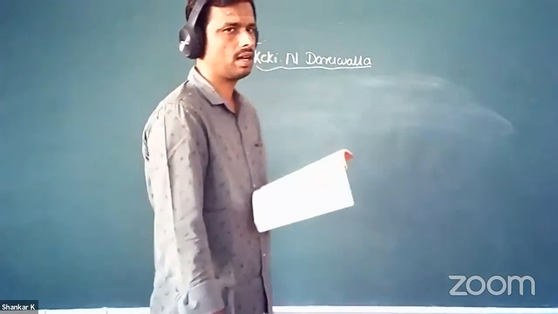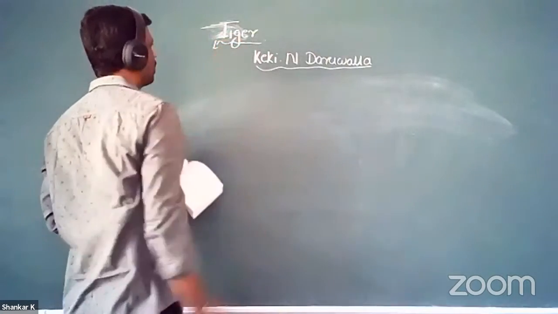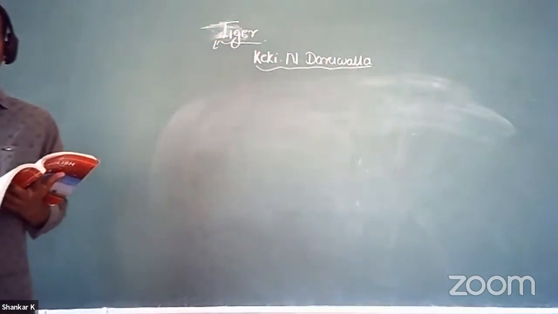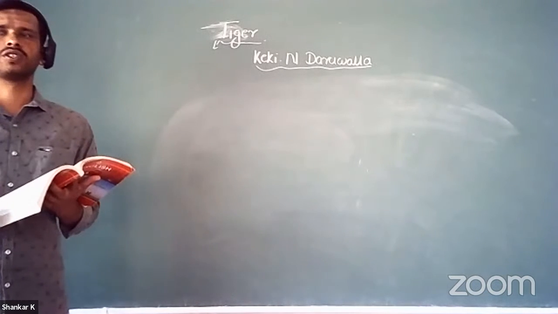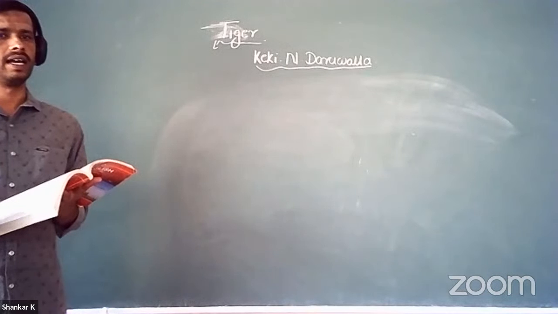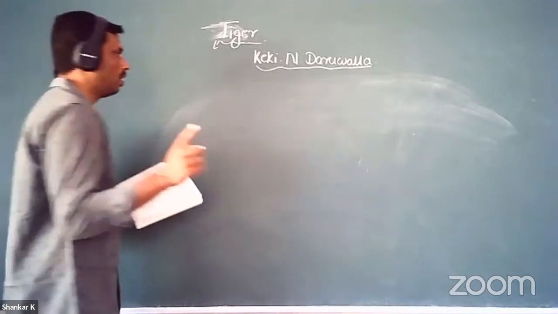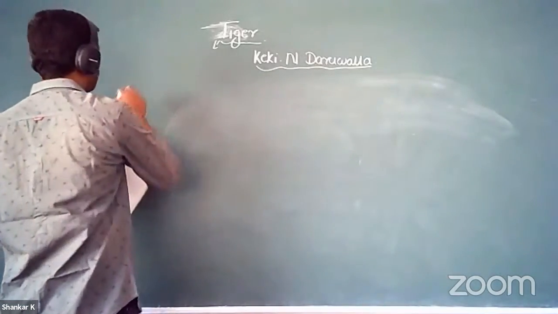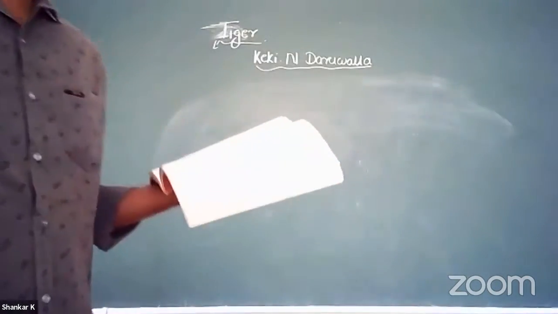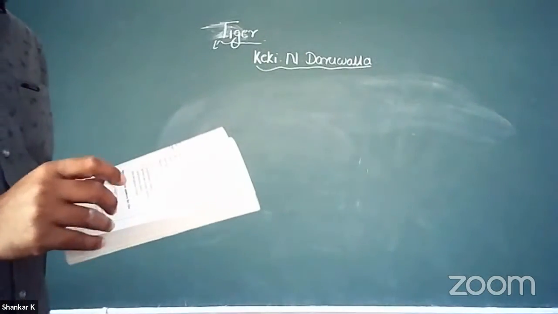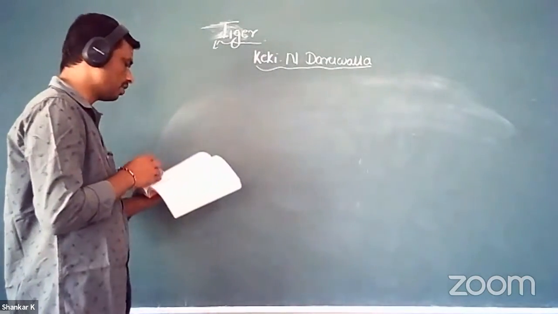So why is he asking the question? Because nowadays the tiger is also considered an endangered species. The numbers of tigers were shrinking day by day. In the whole world, the numbers of the tigers were shrinking day by day. India is the country which has the highest number of tigers in it. So that's why the tiger is also considered an endangered species.